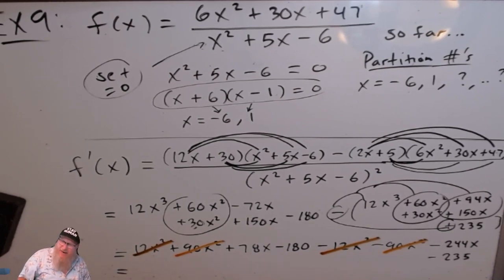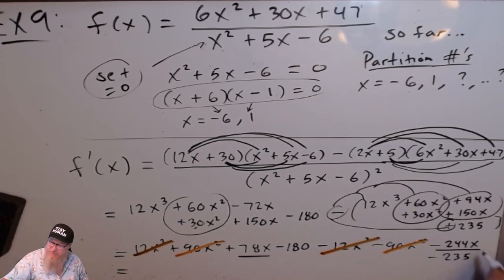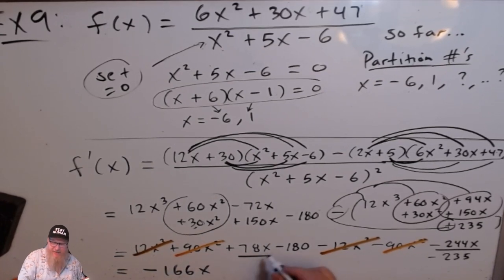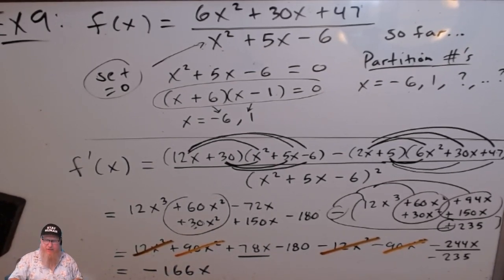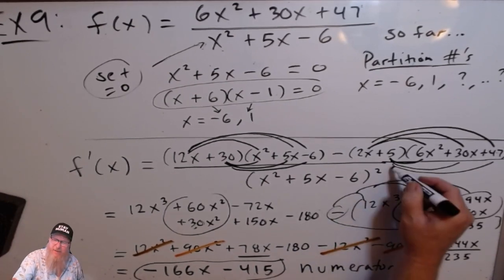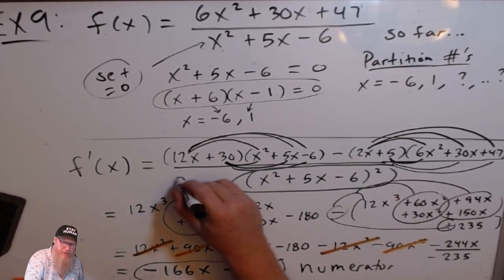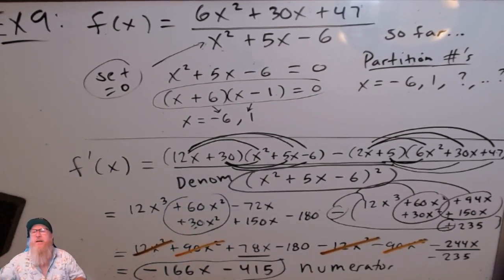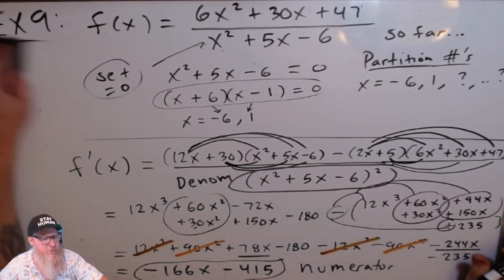So altogether, I have 78x and negative 244x. So that's negative 166x. And then I've got negative 180 and negative 235. And that's it. So this is the numerator, and then this is the denominator. And I just sort of had the denominator on hold.